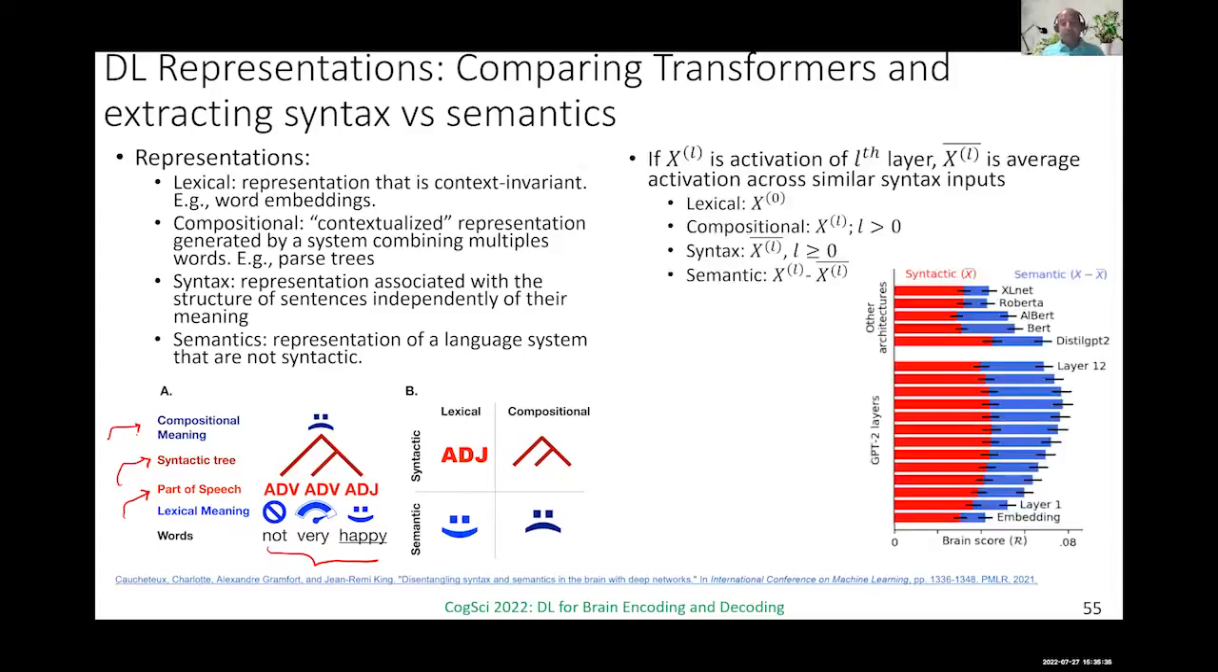So people have tried to disentangle these representations and understand that, hey, if I was just using syntactic representations versus semantic representations, what kind of accuracies will I get in terms of encoding and decoding? Of course, this also leads to other interesting questions: the syntax part of language activates which brain areas versus the semantic part activates which brain areas. And then people have done it, of course, using different kinds of transformer models, XLNet, RoBERTa, BERT, DistilBERT, GPT, and so on.